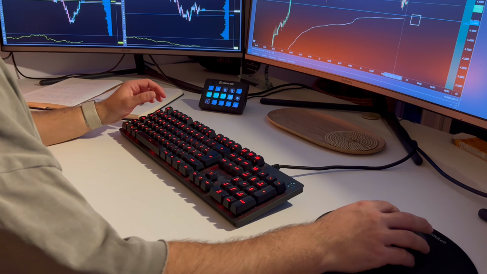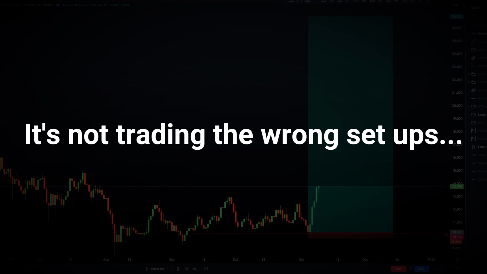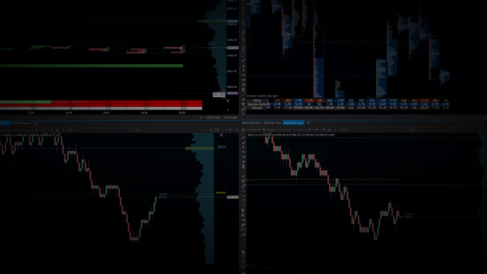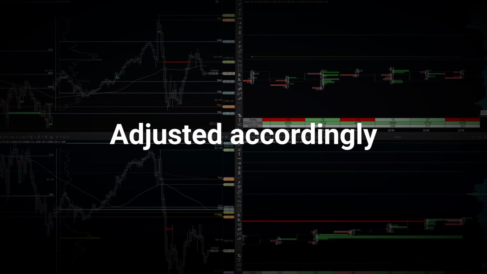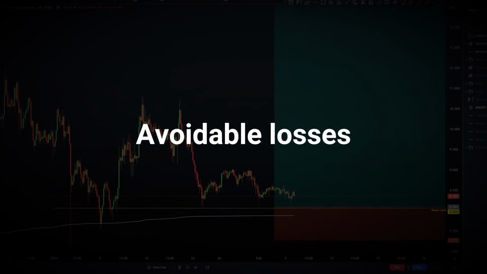Do you know the number one reason why traders blow their accounts? It's actually not trading the wrong setups. It is having the wrong strategy for the market environment. There is a critical difference between trading in a trending and in a ranging environment, so your trading strategy has to be adjusted accordingly. If you're trading the wrong strategy in a trending market, you can run into avoidable losses.